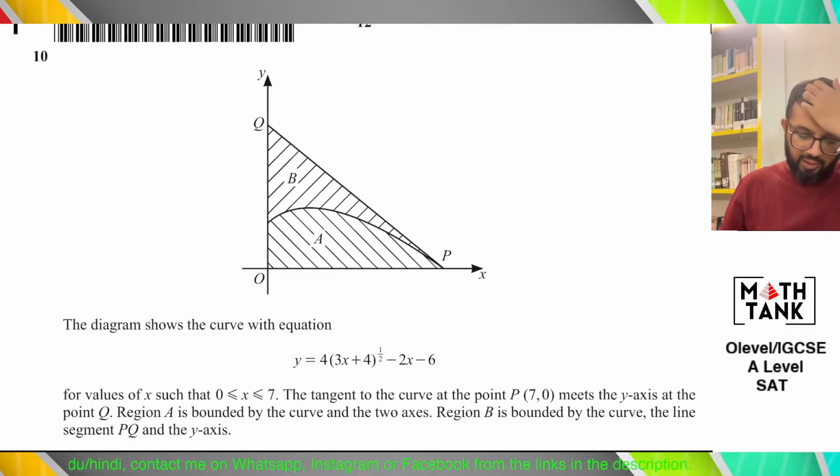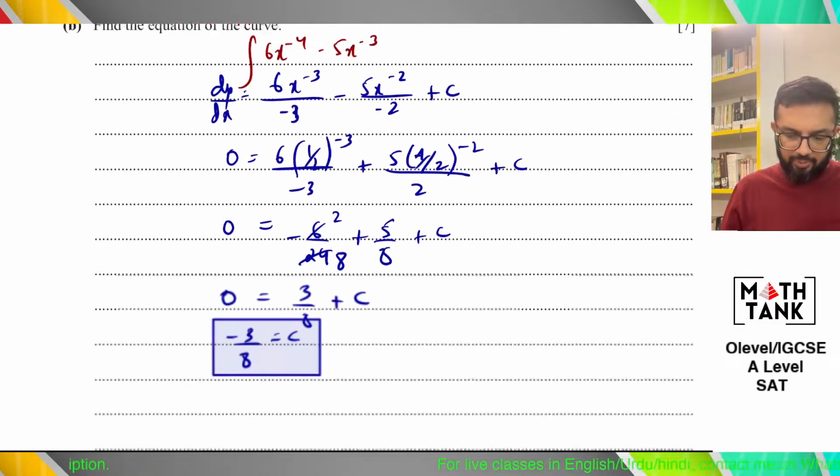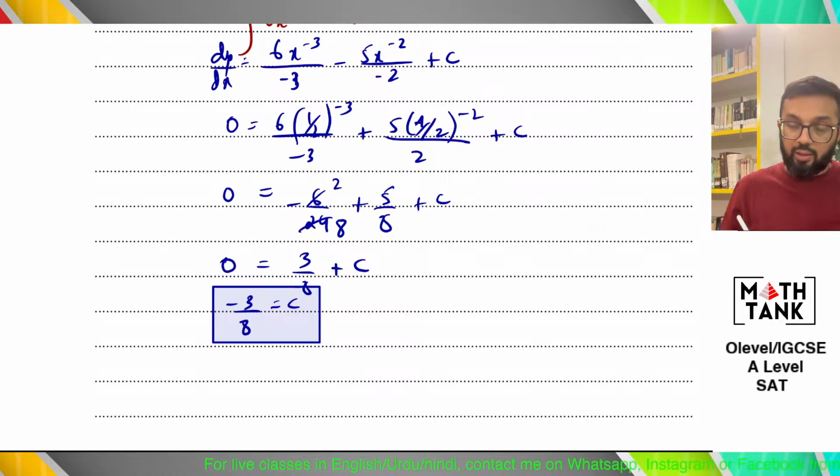Question number 10 says the diagram shows a curve with equation this, for values of x such that x is between 0 and 7. Okay, I have to do something else as well. Oh, I have to find the equation of the curve. I haven't done that. I'll have to integrate it once more.